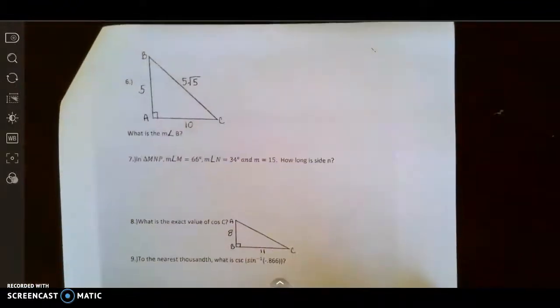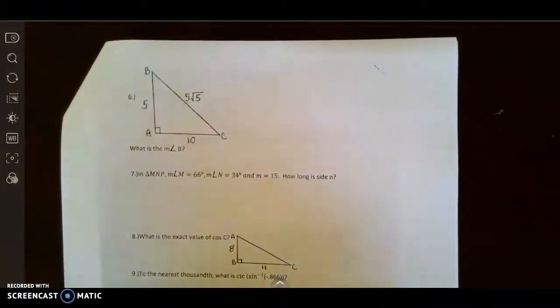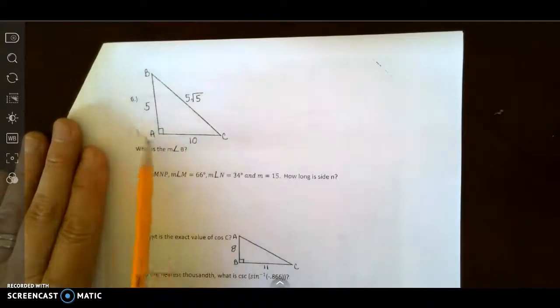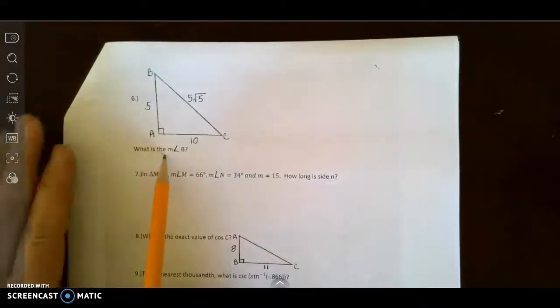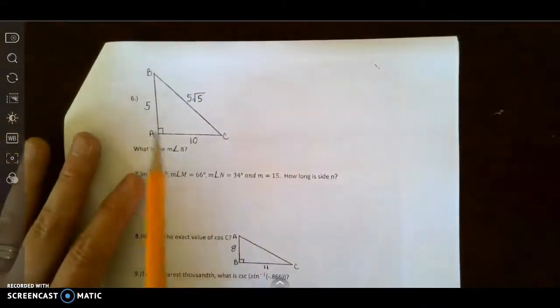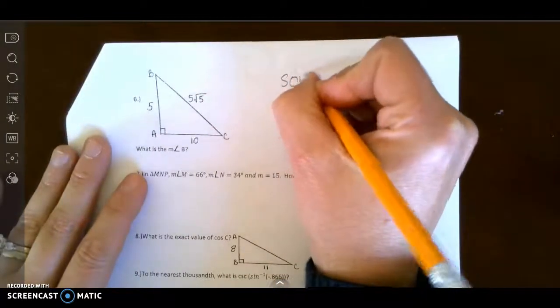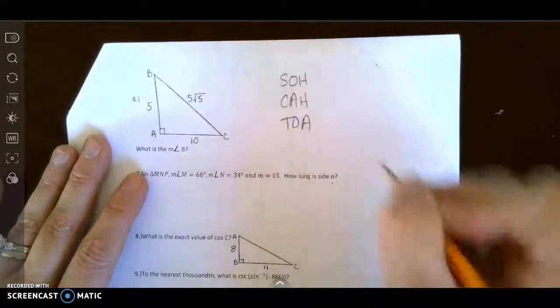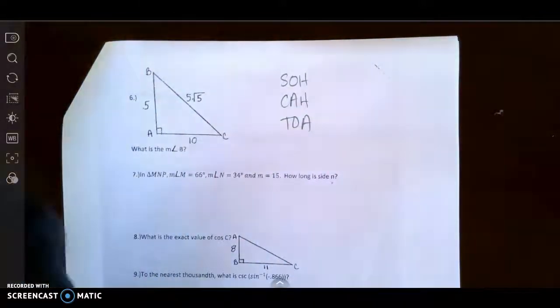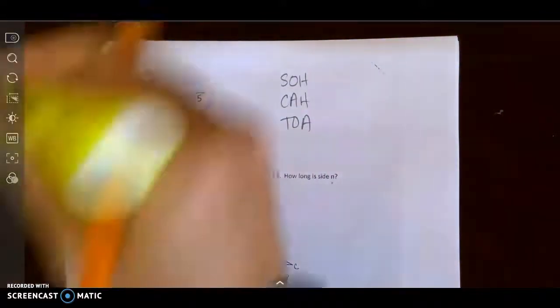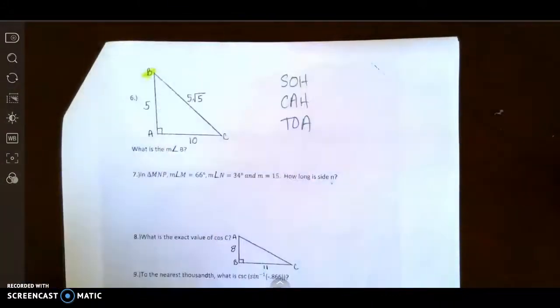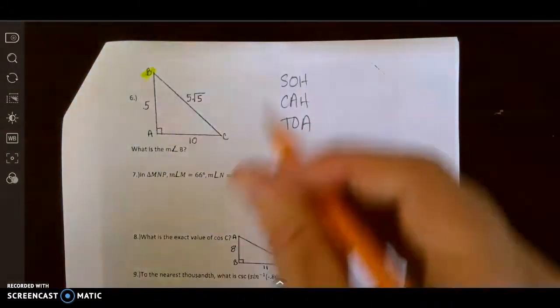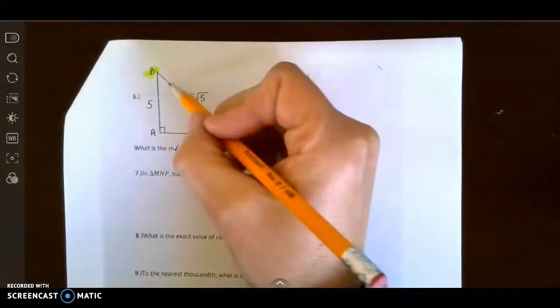Let's look at number 6. We're asked for the measure of angle B. Now I want you to notice that this is a right triangle. So we don't need law of sines or cosines. We can use SOHCAHTOA whenever we have a right triangle. We want the measure of angle B. This is what I'm looking for right here. So I could do, and this is my hypotenuse.